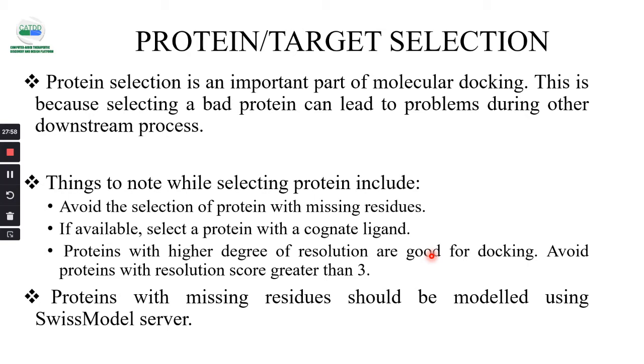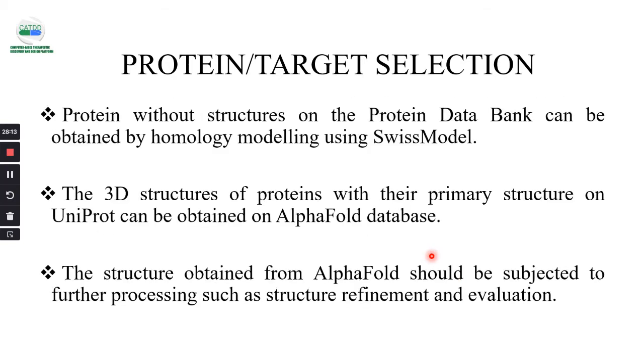You can easily model the missing residues using software like Modeller, but Modeller is paid, so you can just use the Swiss-Model server. It will model the incomplete residues of that protein, then you can proceed to use it for docking. So now, protein slash target selection as well.